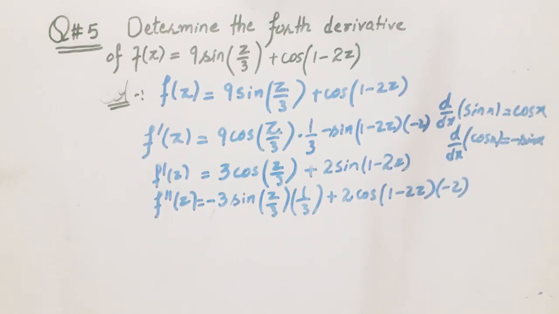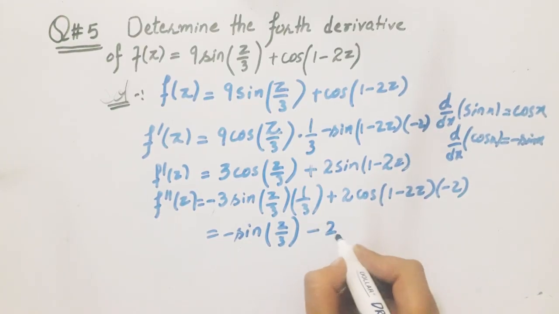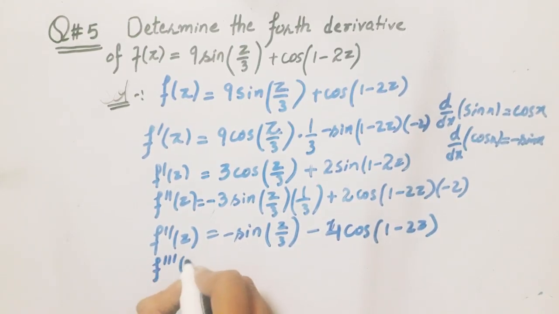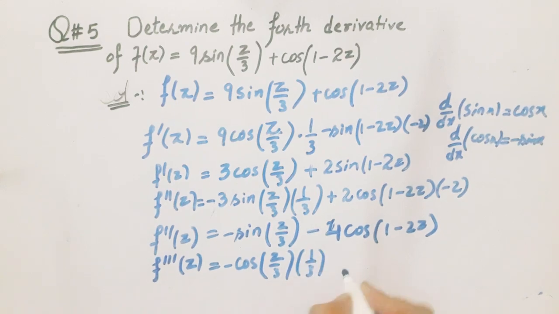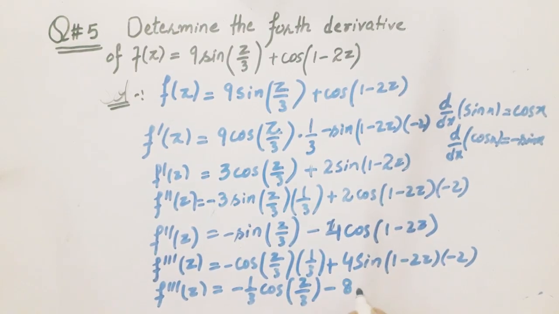So write this in more simplified form. You will get this 3 and this 3 cancelled out. So you have only minus sin z by 3 and minus 4 cos of (1 minus 2z). So this is the second derivative. Now we will find the third derivative, that is f triple dash of z. Sin derivative is cos, so minus cos z by 3 into 1 by 3, and then minus minus will become plus 4 sin of (1 minus 2z) into minus 2. So the third derivative will be equal to minus 1 by 3 cos z by 3 and minus 8 sin of (1 minus 2z). So this is the value of the third derivative.